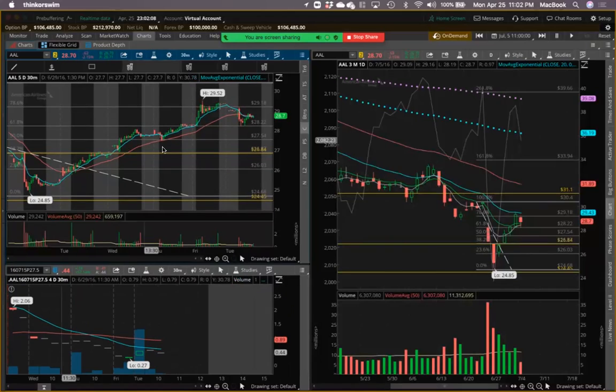So now when we look at the chart, we have our daily, we have our 30-minute chart, and we also have the option chain here. We have the chart on our particular option and where we got it at, okay?